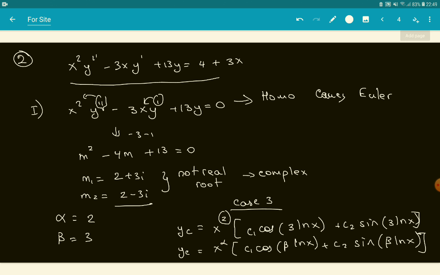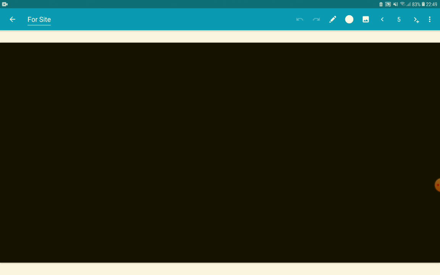So let's move on. We already know yc, and we need to find yp. For yp, the right side is 4 plus 3x, so it is going to be ax plus b. I'll write that yp is in the form of ax plus b. Then y prime p will be a, and y double prime p will be 0.